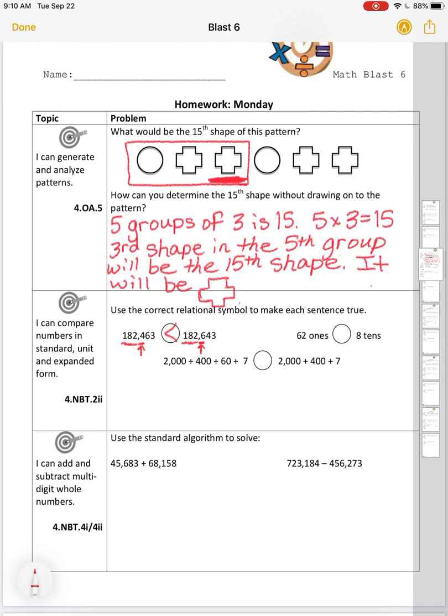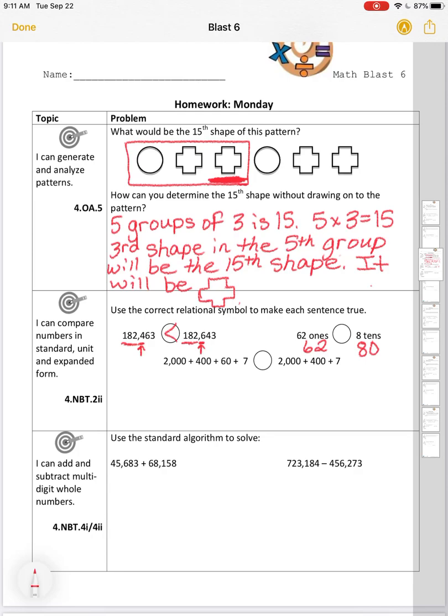62 ones compared to 8 tens. I'm going to write these two numbers in standard form. 62 ones, I need 62 to end in my ones place. 8 tens, I want my 8 to end in the tens place. That means there are no ones.